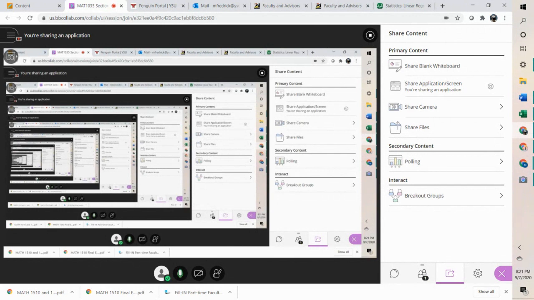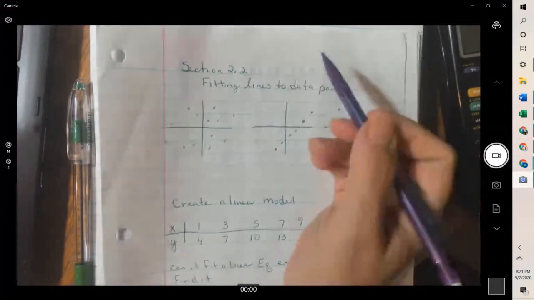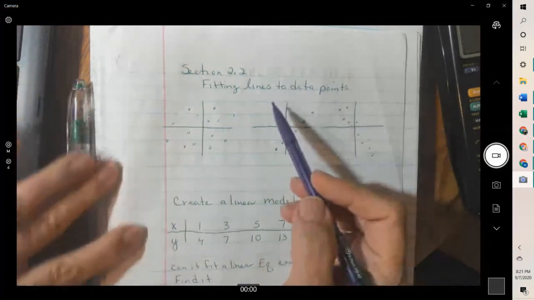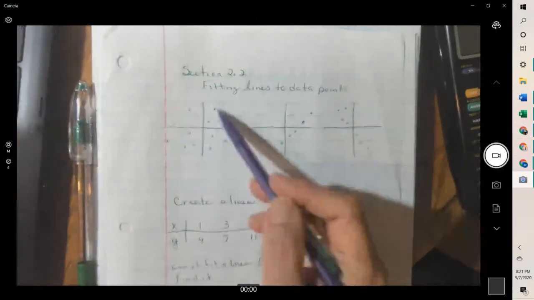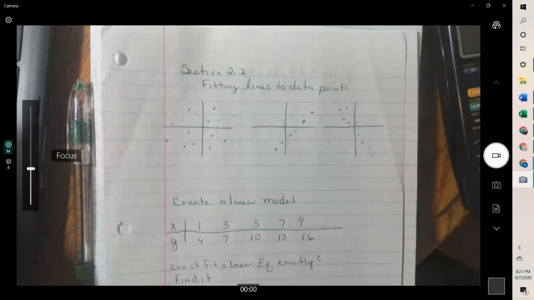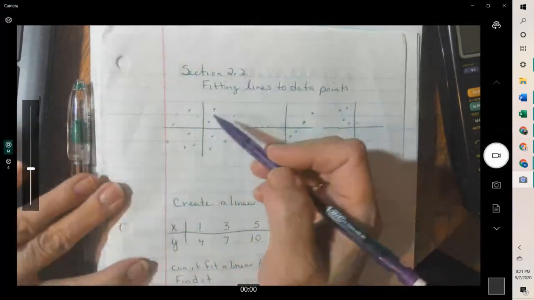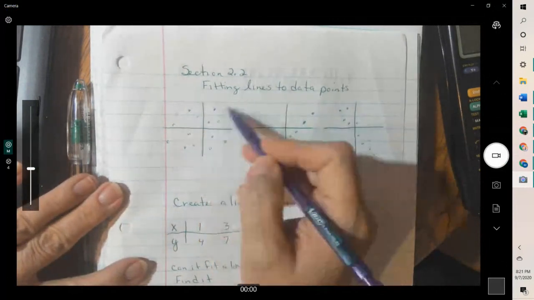Today we're going to cover section 2.2, fitting lines to data points. Now we're trying to do it linearly. Notice this data is spread all over. When it is spread all over, you can't get a linear fit.